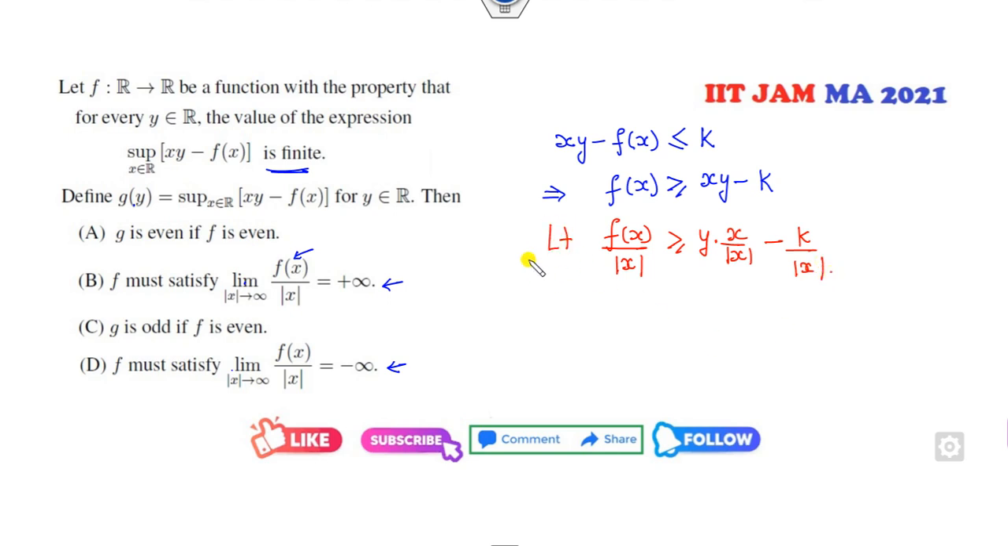Now take the limit when mod x approaches plus infinity. So this value will be 0. Fine. This value is plus infinity, so it's plus 1. So this number is greater than y. What is the value of y? y is a real number. So that means this goes to infinity. So that is the correct statement. He said negative. That is a wrong answer. It will go to minus infinity when you take the limit as minus infinity. So that's why this is cancelled.